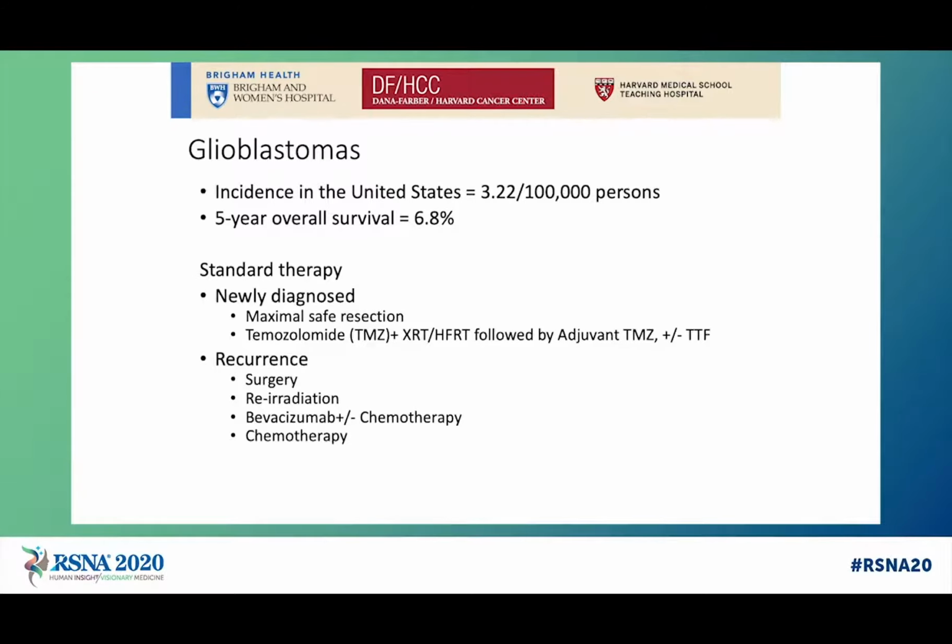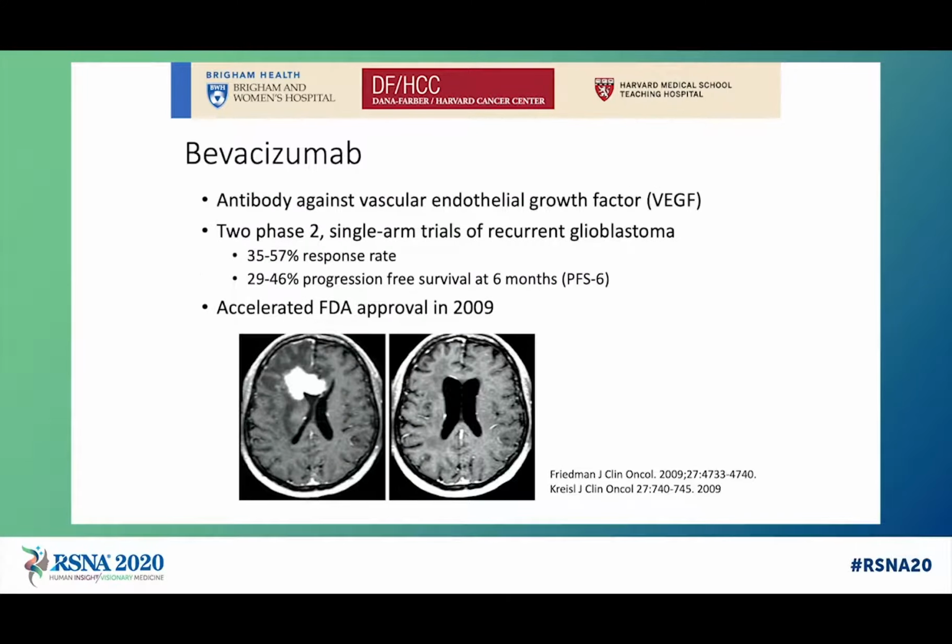Glioblastoma is the most common primary malignant brain tumor in adults with very poor prognosis despite best available treatment. Current standard treatment includes bevacizumab in the recurrent setting, and it is the only FDA-approved anti-angiogenic therapy for brain tumor. Bevacizumab is a humanized antibody against vascular endothelial growth factor.